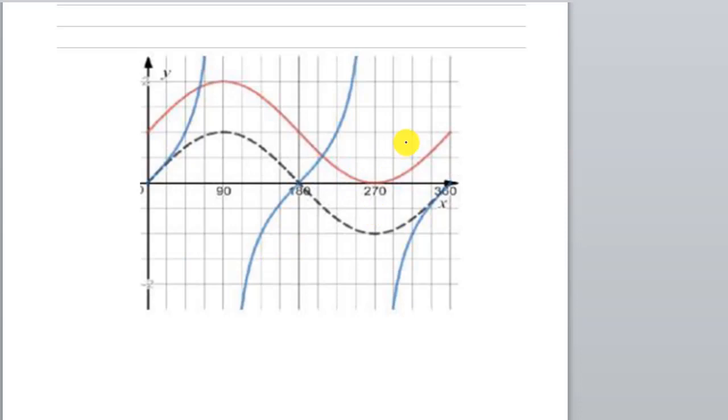So now the red one here is y equal to 1 plus sine theta. Again, at 270, here it's minus 1, so minus 1 plus 1 will be 0. And here at 90, it's 1, so 1 plus 1 equals 2. So this value is now at 2. The second one, which is this one, is y equal to tan theta. And we know the shape of tan.